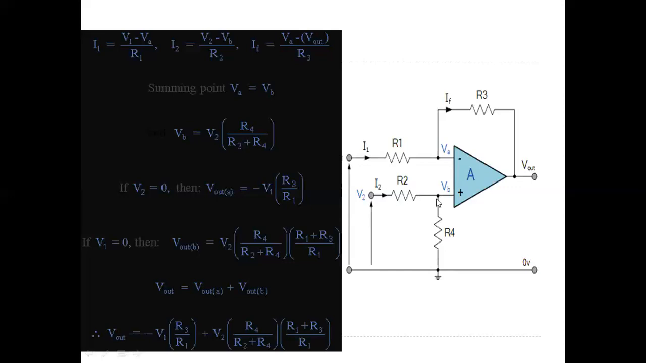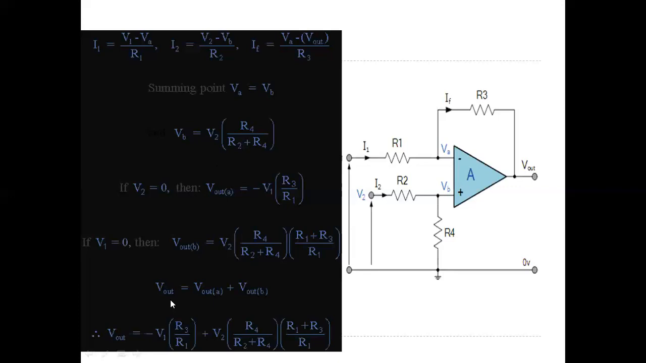So that is the voltage at this point Vb. Vb is equal to V2 into R4 by R2 plus R4. This is the input voltage, into R1 plus R3 by R1, that is 1 plus R3 by R1. So V0 is equal to Vin into 1 plus Rf by R1, where Vin is Vb. So that is V2 into R4 by R2 plus R4 into R1 plus R3 by R1. These are the individual output voltages which we have.